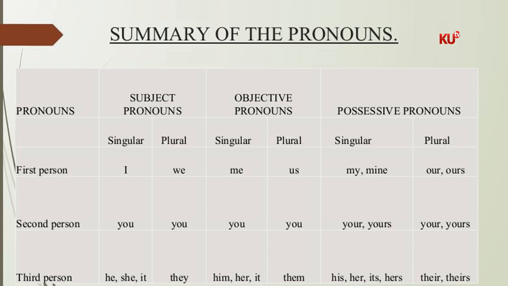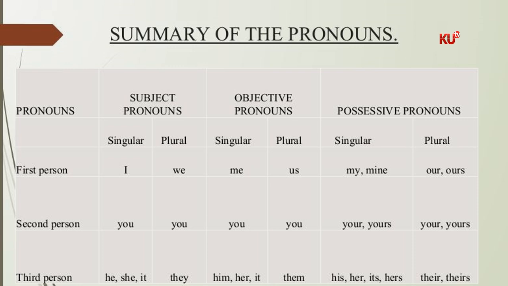For example, the first one is subject pronouns. Subject pronoun first person, singular is I, plural we. Second person, singular is you, plural is you. When we come to third person, subject pronouns, singular we have he, she, and it. Then for plural we have they.